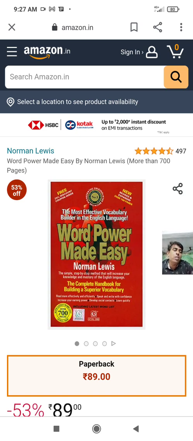Fabric, cloth, garment, apparel, dress. So what is the difference?